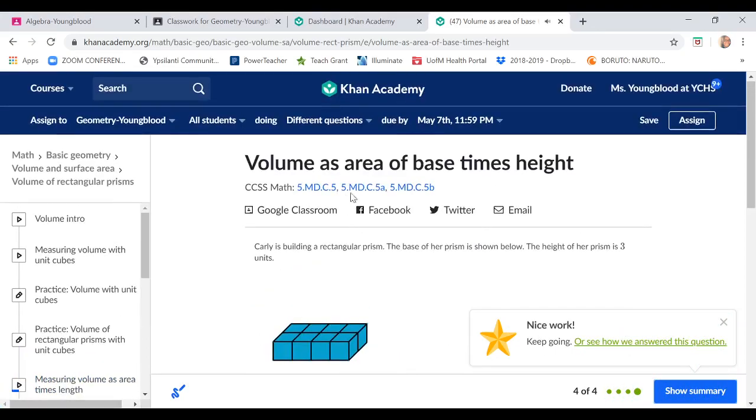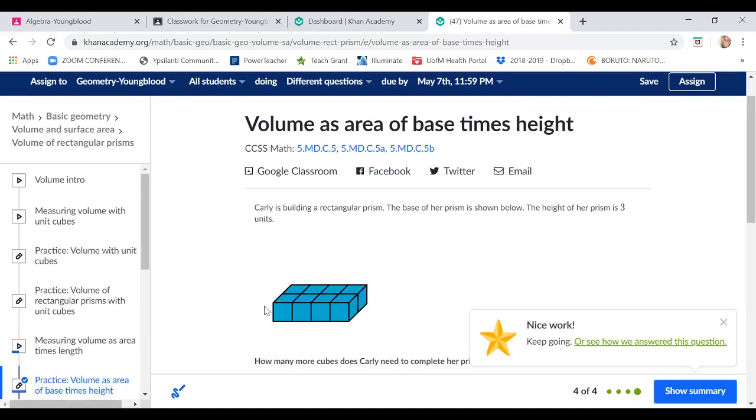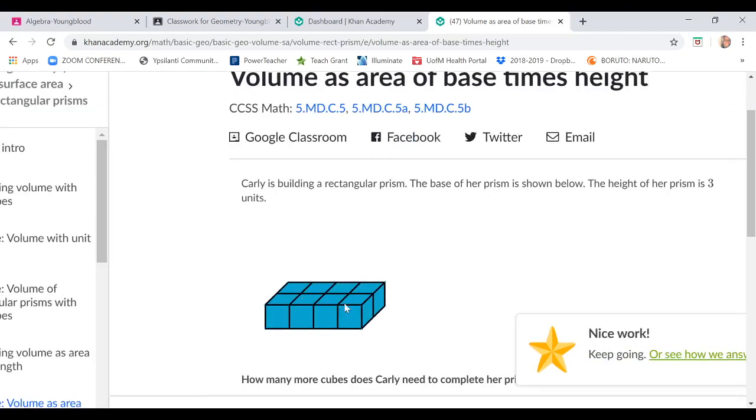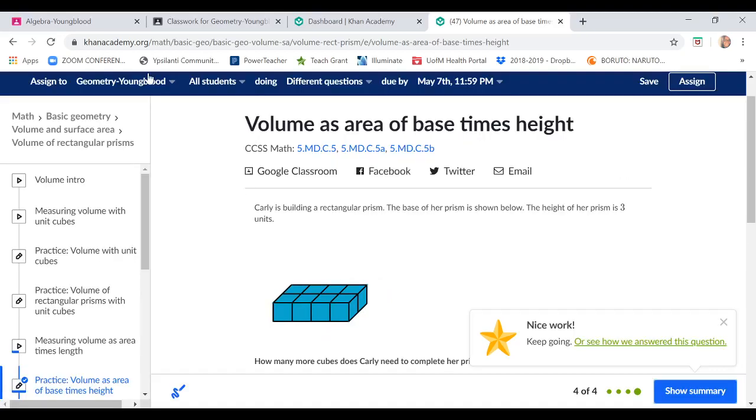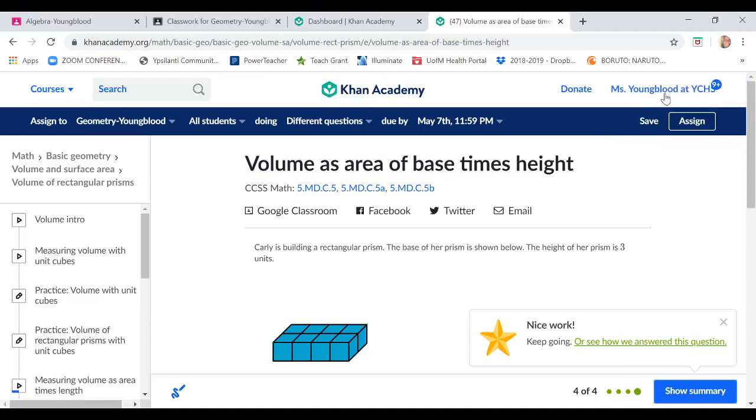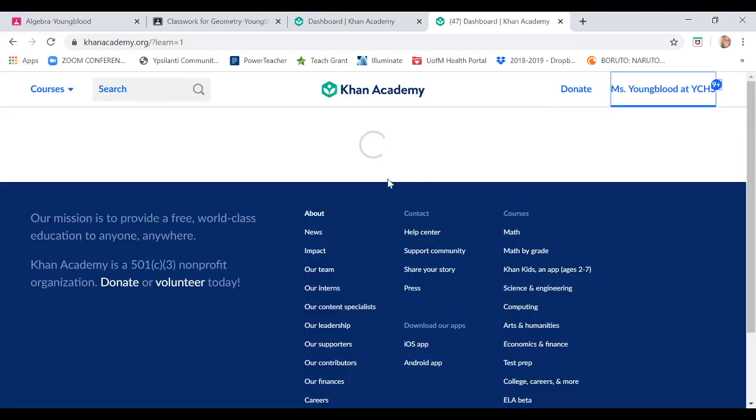So again, this assignment is a given from Khan Academy because it is kind of abstract, but I think that this was a great introduction to what volume is. All you're doing is finding the area of the bottom or the base and multiplying it by the height. So now we're going to actually apply that to the assignment we have. So we're going to go back to my learner home.